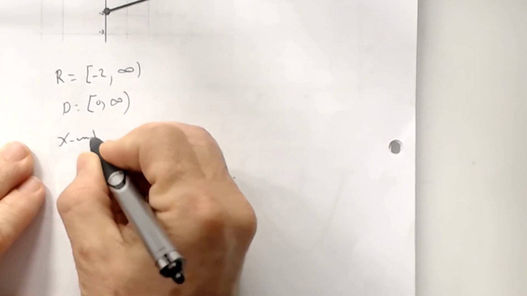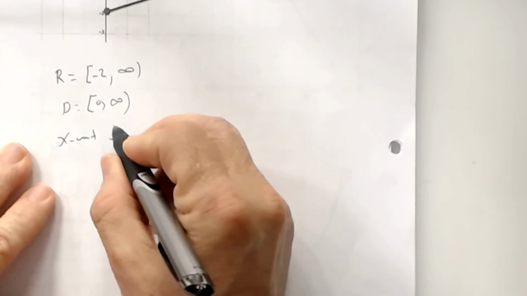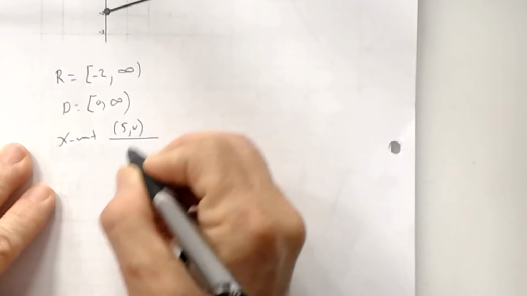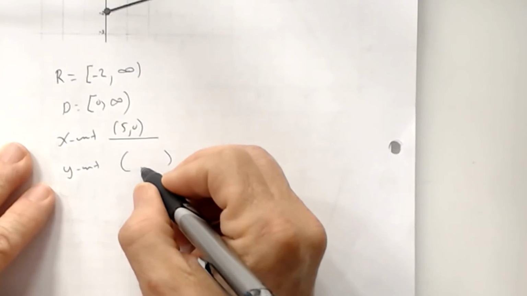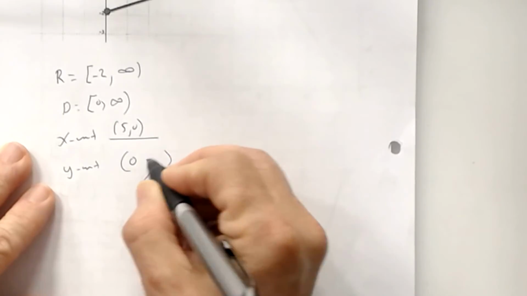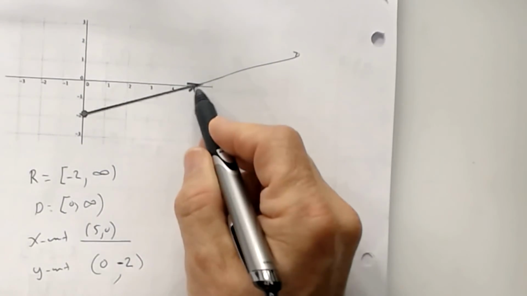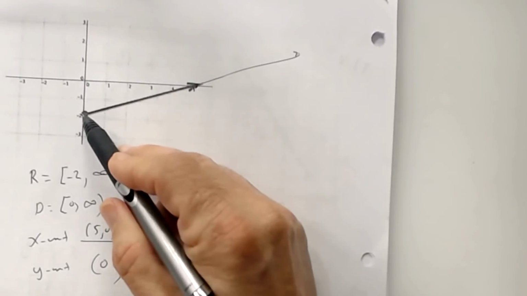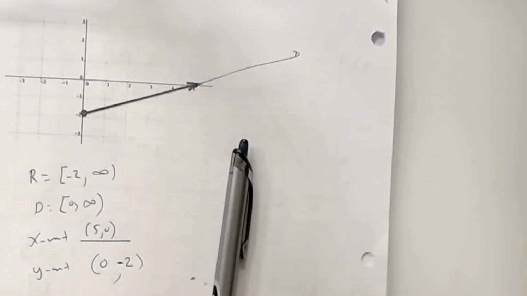And then finally, 11. What is the x-intercept? 5, 0. What is the y-intercept? Oh, there's a closed circle. -2. So 0, -2. That's a closed circle. So your x-intercept, the graph crosses the x-axis at 5, and the y-intercept is closed, so that's a y-intercept right here. Okay? All right. Now, here's what I want you to do.